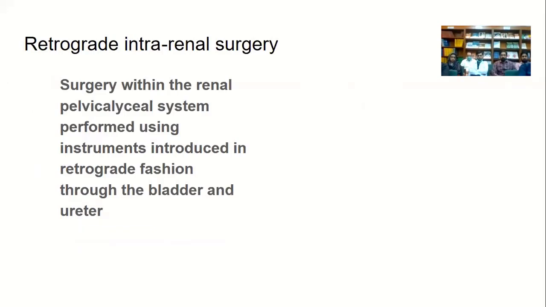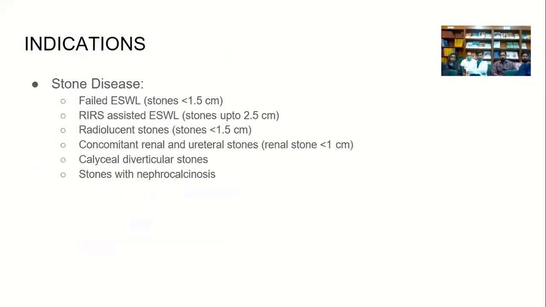Now, retrograde intrarenal surgery. This is a surgery within the renal pelvicalyceal system performed using instruments introduced in retrograde fashion through the bladder and the ureter. Indications: it is used in case of failed ESWL, stone size less than 1.5 centimeter. RIRS assisted ESWL, if stone up to 2.5 centimeter. In case of radiolucent stone, when the stone size is less than 1.5 centimeter, concomitant renal and ureteral stone, and when the stone burden is less than 1 centimeter, calyceal diverticular stone and stone with nephrocalcinosis.